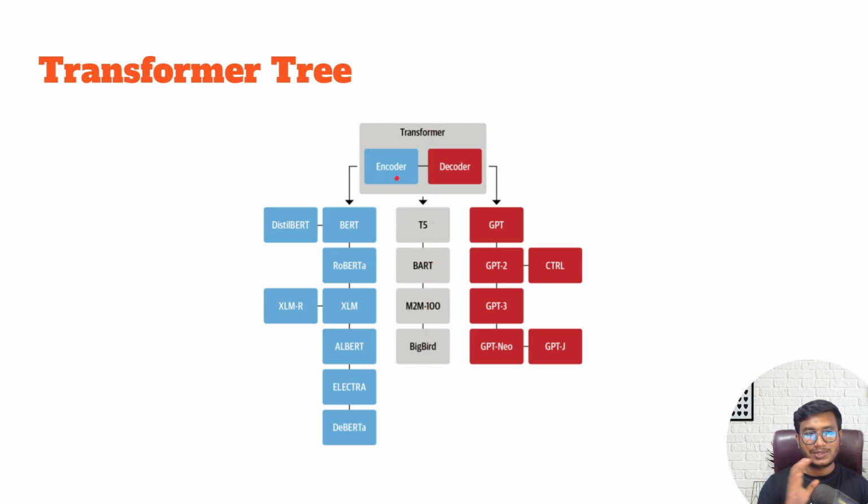It's not possible to list all the models here, that's why I just listed some of them, but there are so many models that use both architectures. There are so many models that use only the encoder architecture, and so many that use only the decoder architecture. This is called the transformer tree. So by referring to this tree, you can easily understand which models use which kind of architecture. This is the main idea here.